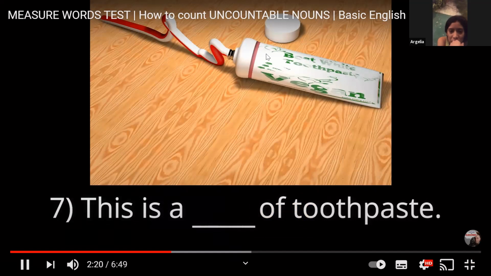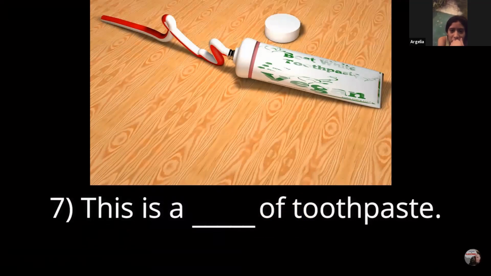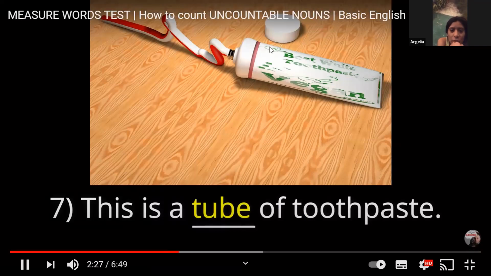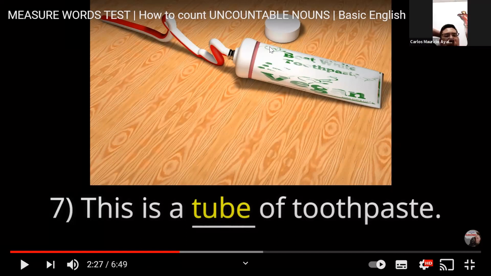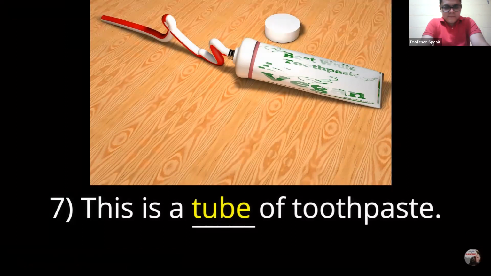Toothpaste. And the answer is, this is a tube of toothpaste. We use tube. Repeat, tube. Tube. Yes. Tube. Tube. Yes. We can count toothpaste with tubes. Number 8.